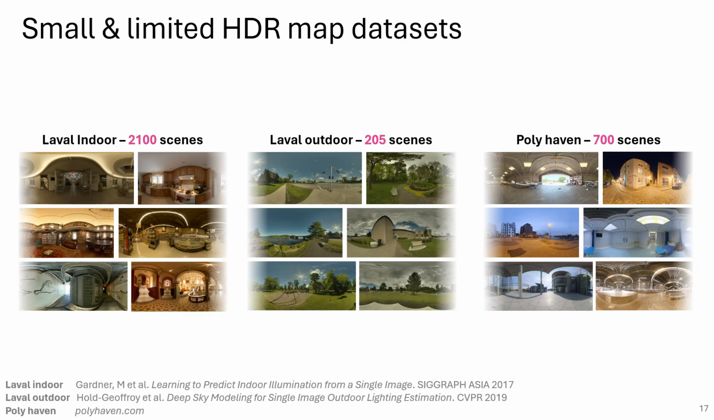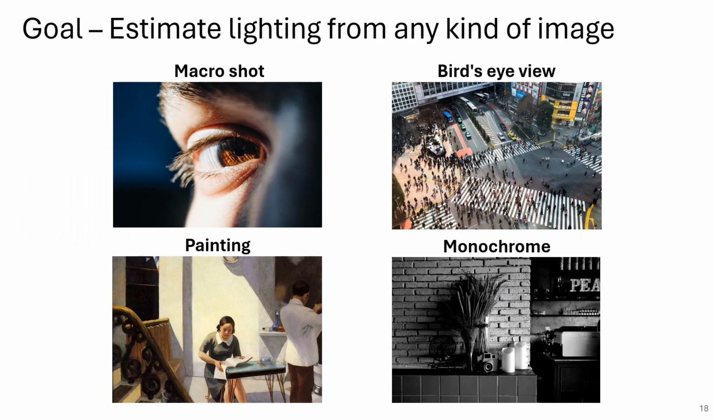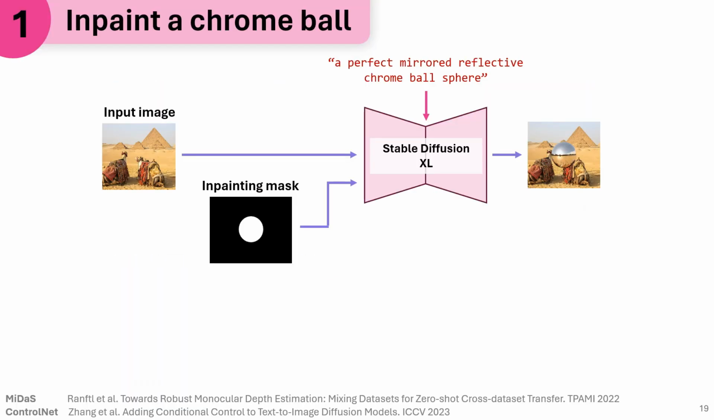One common limitation among these methods is their reliance on HDR 360 datasets, which are small and not very diverse, compared to the billions of regular images on the internet. Our work targets real-world captures beyond those 360 datasets, such as macro or bird's-eye view shots, non-photorealistic styles, or basically any kind of image. Our pipeline builds on a standard Stable Diffusion in-painting pipeline, which takes a chrome ball text prompt and a location mask as inputs.